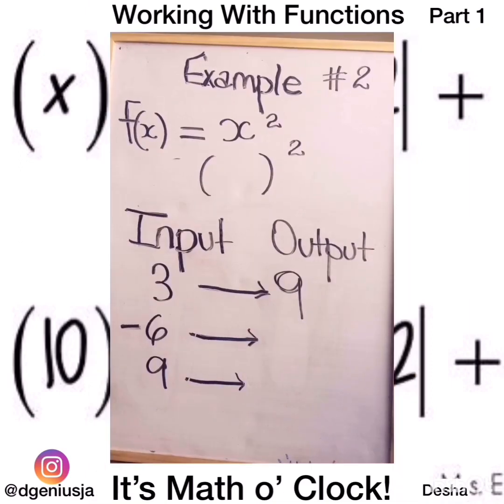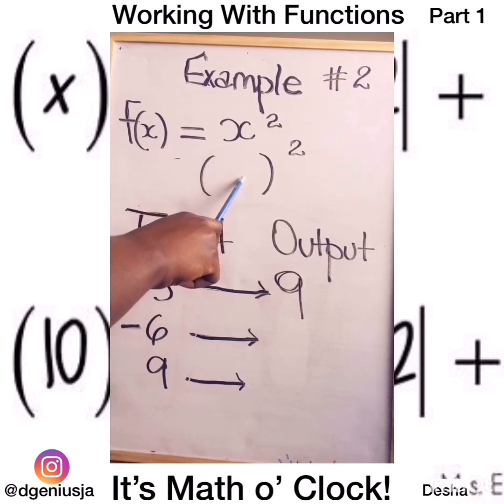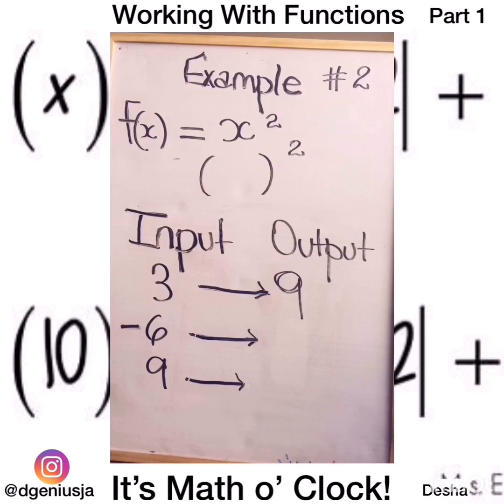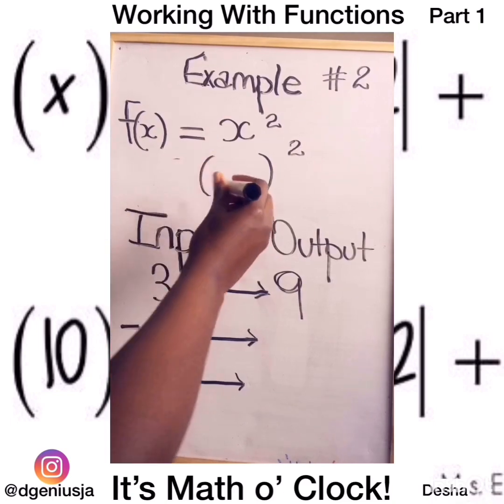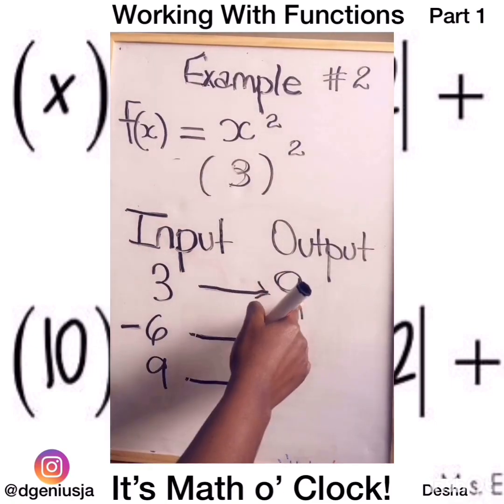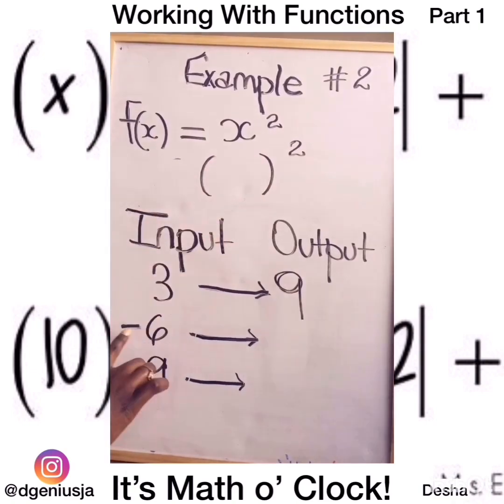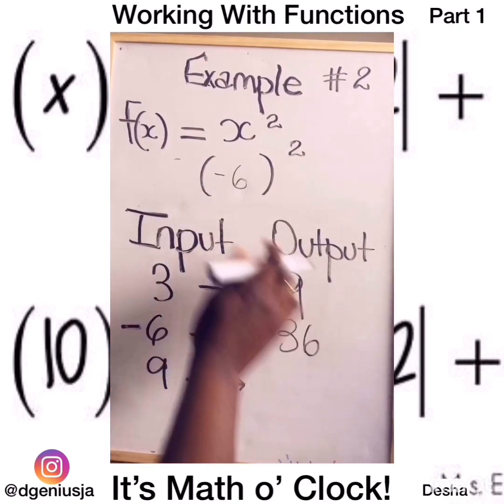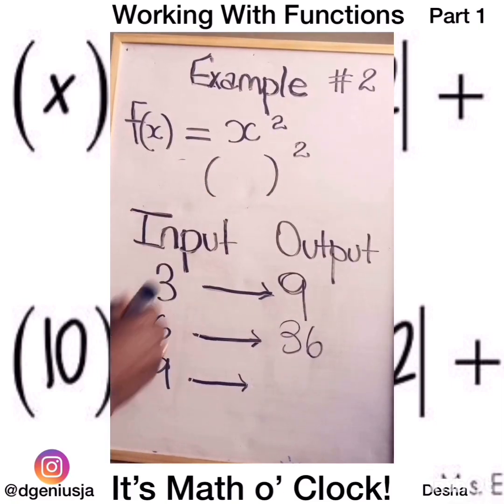Now let's do another example. Given the function f of x is equal to x squared, we're literally going to input these values into the function and squaring them. So we're inputting 3 into the function. The square of 3 is 9. We're inputting minus 6 into the function. Negative times negative is positive, so that's 36. We're inputting 9 into the function. The square of 9 is 81.